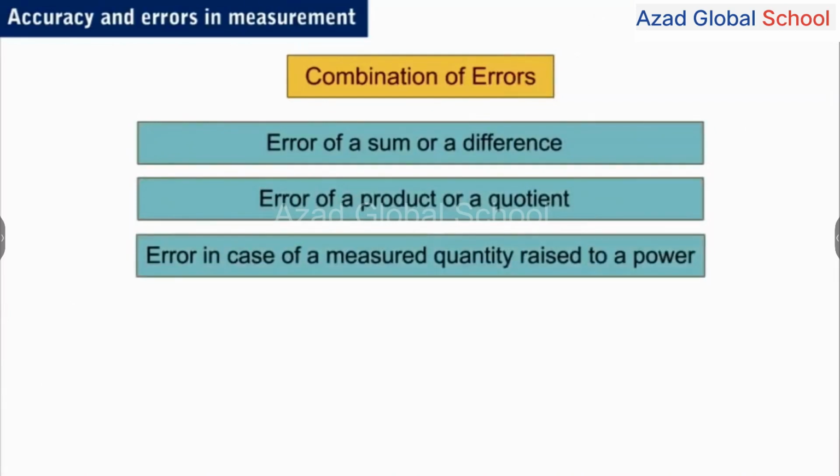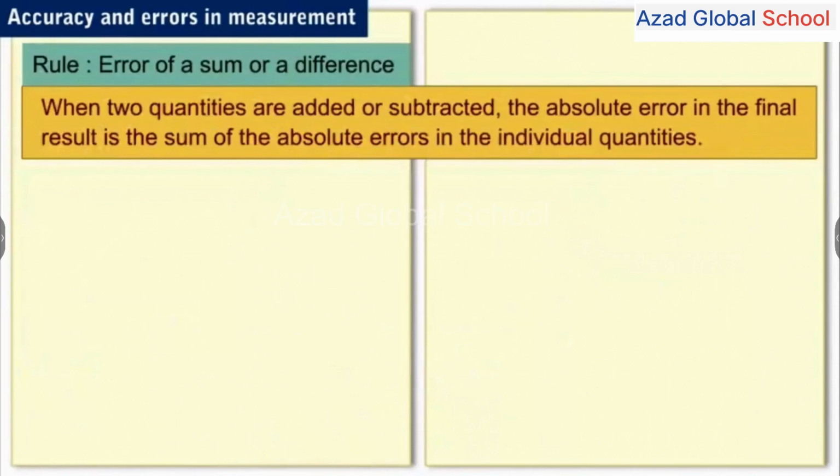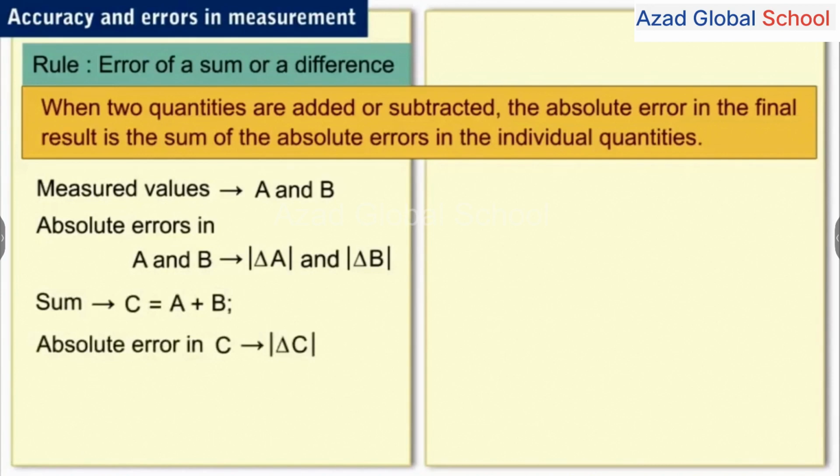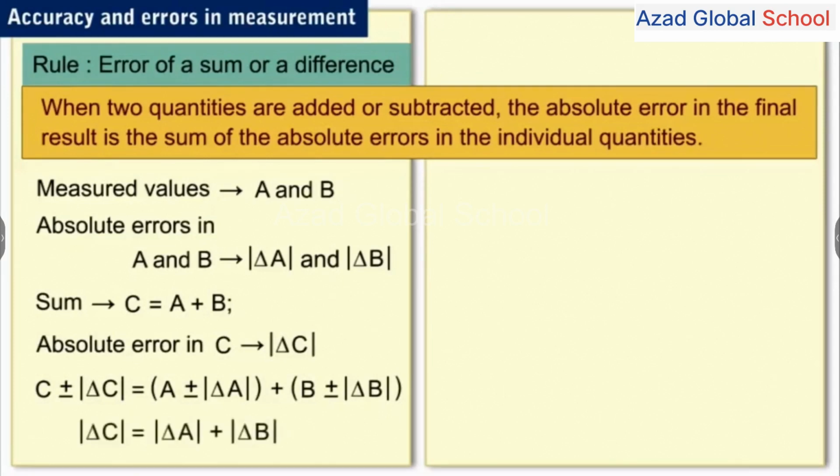raised to a power. When two quantities are added or subtracted, the absolute error in the final result is the sum of the absolute errors in the individual quantities. If the two physical quantities have their measured values A and B, and mod delta A and mod delta B are the absolute errors, find the error delta C in the sum C is equal to A plus B. We have by addition C plus or minus delta C is equal to A plus or minus delta A plus B plus or minus delta B. The maximum possible error in C, delta C, is equal to delta A plus delta B.